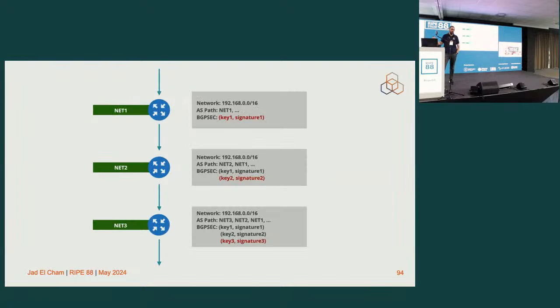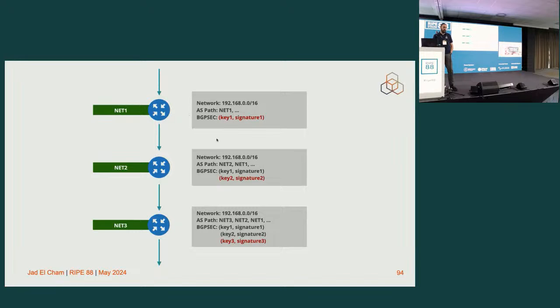So it would look something like this. The first router over here receives a certain BGP message. It verifies everything, and then it will put itself in the AS path, and then it is going to sign it with the BGP SEC attribute. It will have a pointer to the public key, where you can find it in the RPKI certificates, and then it will sign it and include the signature. It will send it to network 2.